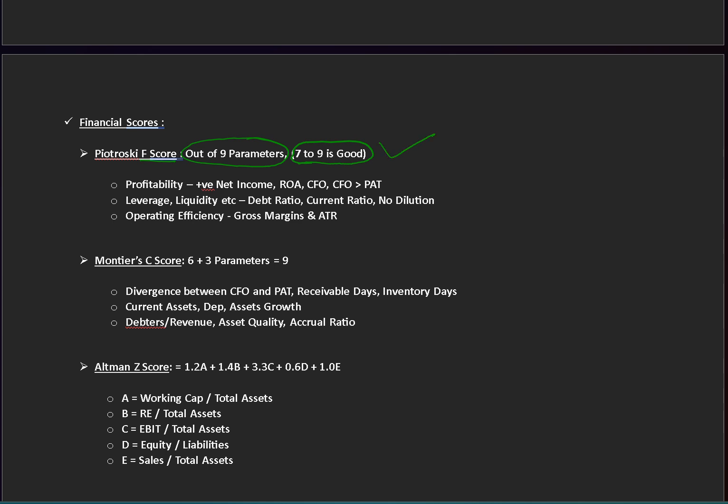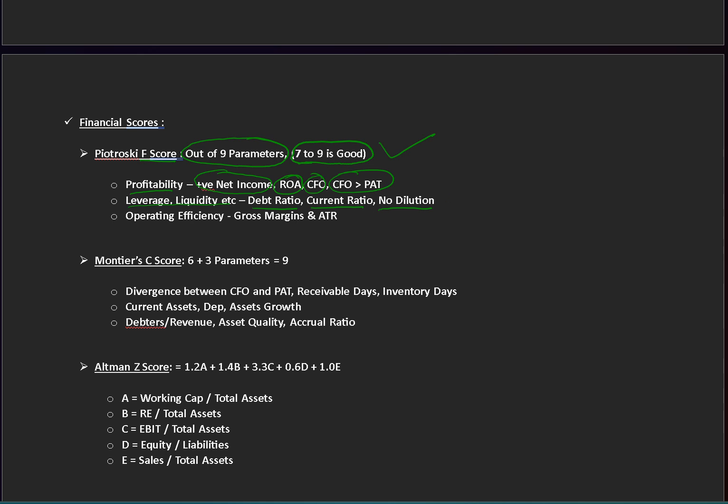Okay, so there are three major headings under which these nine parameters are spread across. First is profitability. So it should have a positive net income. Then ROA should be higher, CFO should be higher, and CFO should be greater than PAT. Okay. Now the second group is leverage, liquidity, and source of funds. So debt ratio. Second is the current ratio, and third is that there is no equity dilution compared to the previous year.